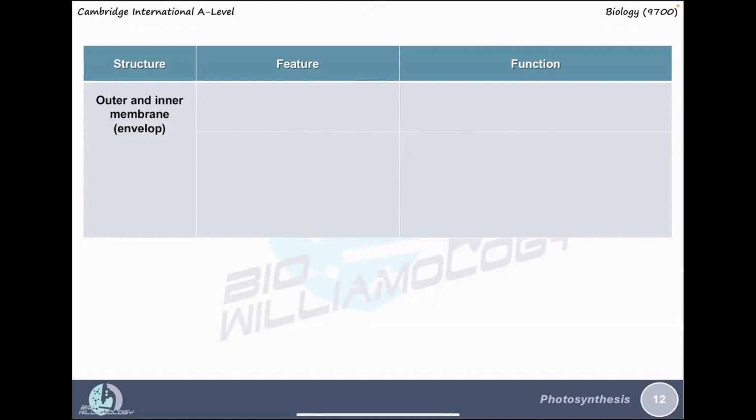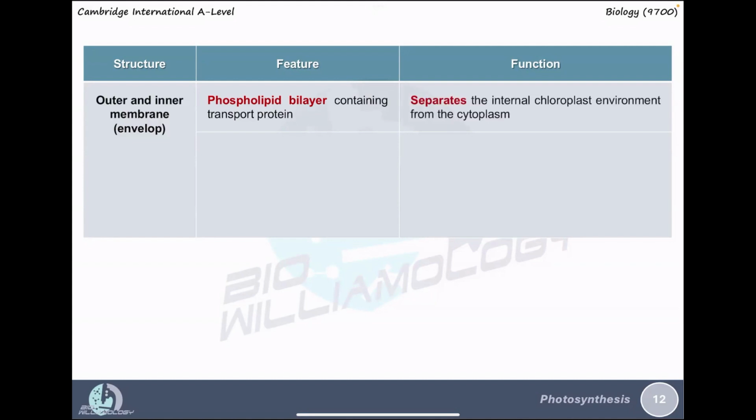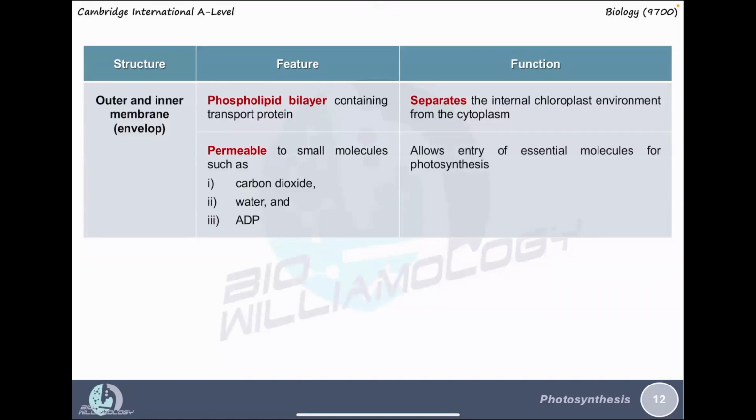Let us look at the envelope, which consists of an outer and inner membrane. So it consists of a phospholipid bilayer containing transport protein. And this phospholipid bilayer separates the internal chloroplast environment from the cytoplasm. These two layers of membrane are permeable to small molecules such as carbon dioxide, water, ADP, and so on. And this is very important to allow the entry of the essential molecules for photosynthesis.